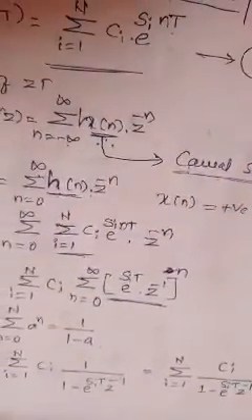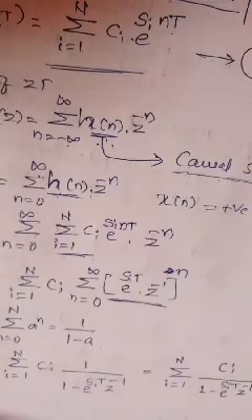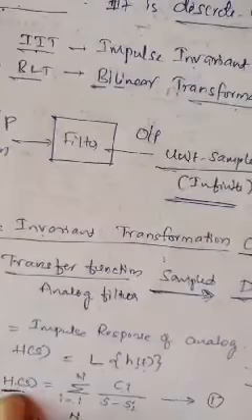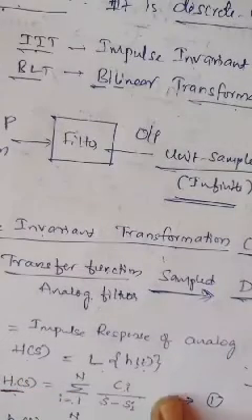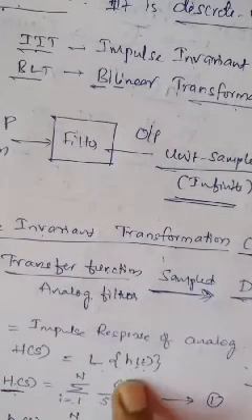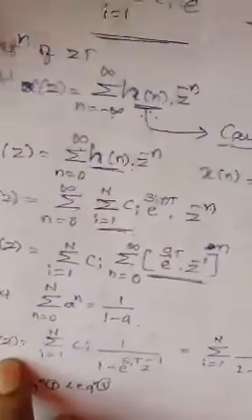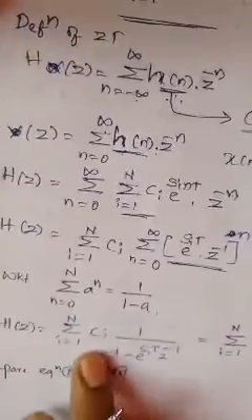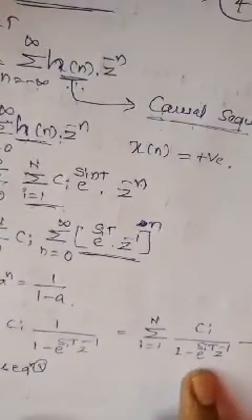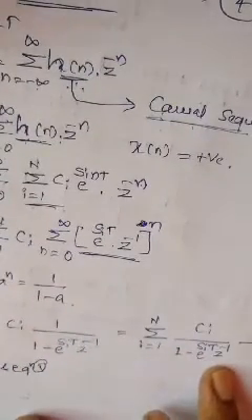Let us compare equation 1 and equation 5. Equation 1 is this one: H(s) equal to the summation over i equal to 1 to N of Ci divided by s minus Si. Compare this equation with H(z) equal to the summation from 1 to N of Ci divided by 1 minus e to the power Si T z raised to minus 1.